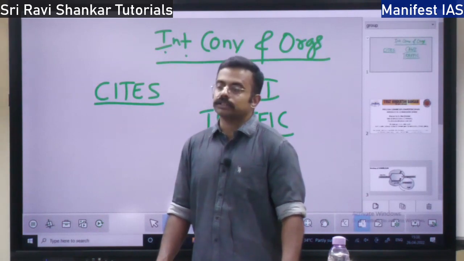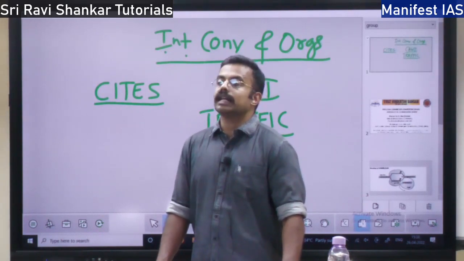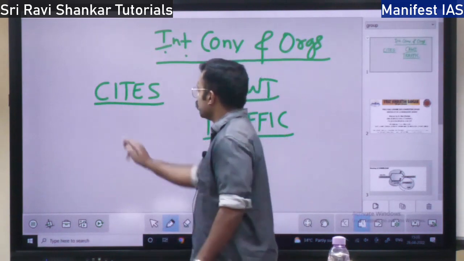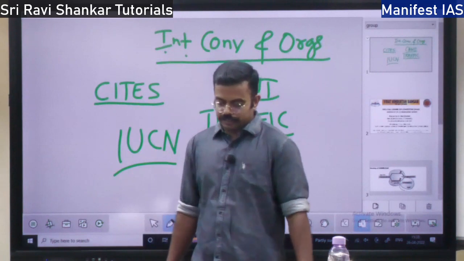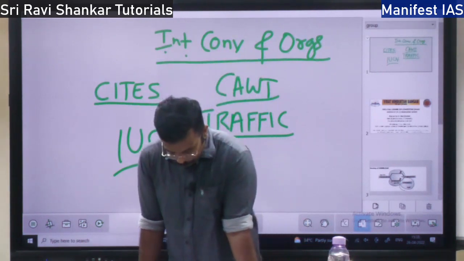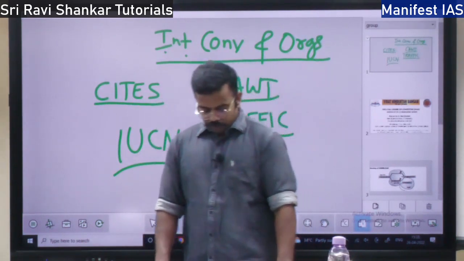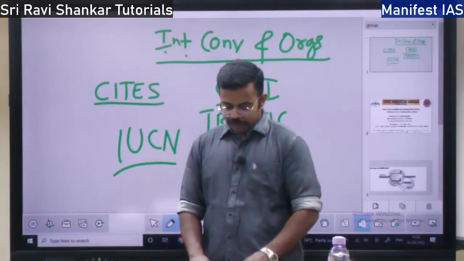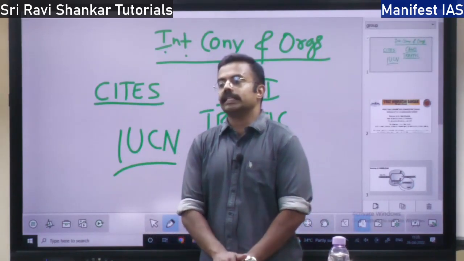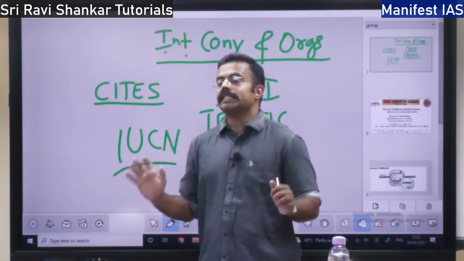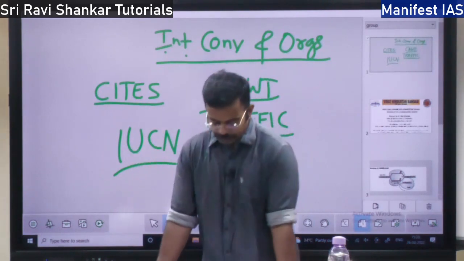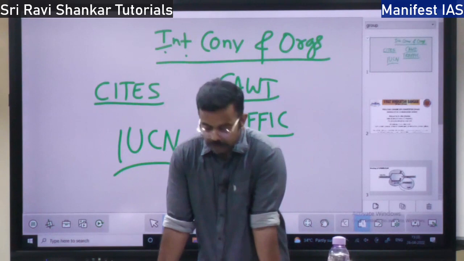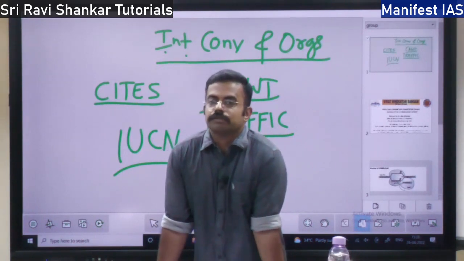Where is the headquarters of IUCN? It is in Gland, Switzerland. IUCN headquarters is in Switzerland. 1948 and Switzerland, these two terms are very, very important, right? So what is the vision goal? A just world which values and preserves nature. And there should be justice in the world to protect the forest and animals. That is the vision of this.